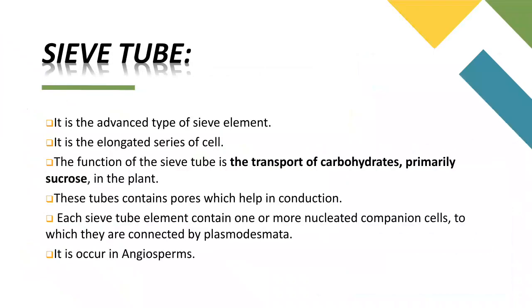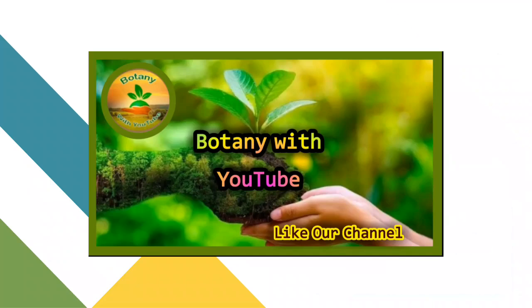Sieve tube. It is an advanced type of sieve element. It is an elongated series of cells. The function of the sieve tube is the transport of carbohydrate, primarily sucrose, in the plants. These tubes contain pores which help in conduction. Each sieve tube element contains one or more nucleated companion cells to which they are connected by plasmodesmata. It occurs in angiosperms.